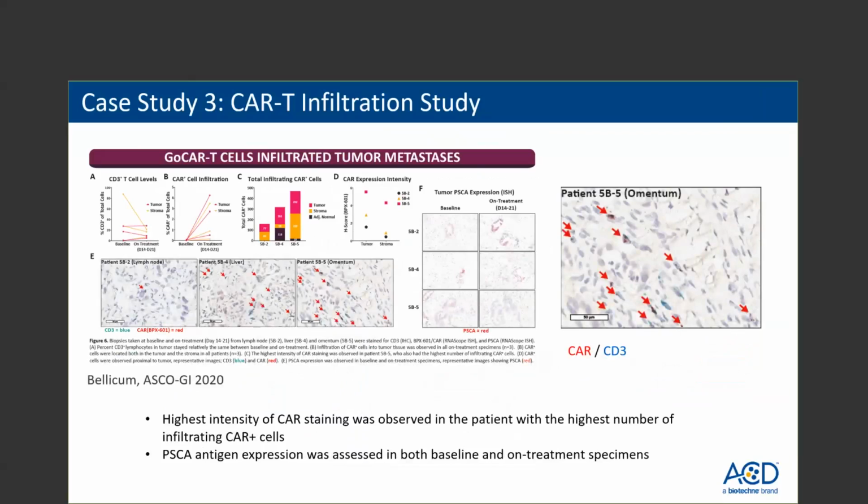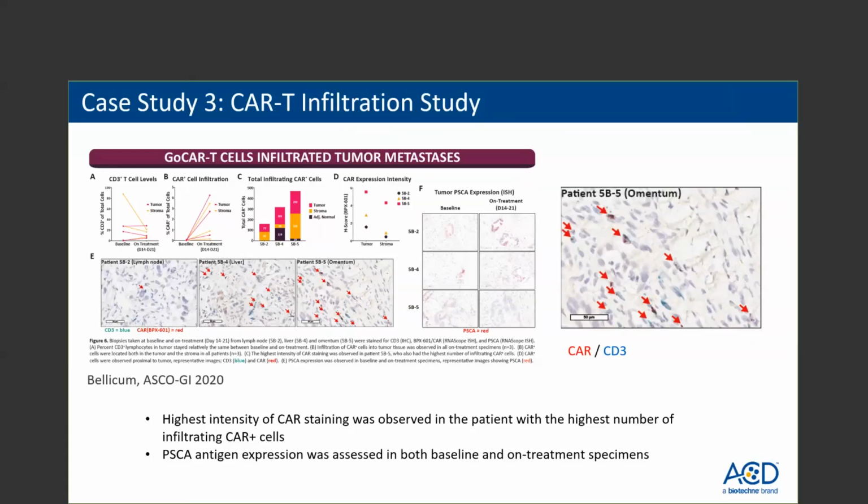Here is a study that was presented by Bellicum, our collaborators, at ASCO GI in 2020, where different metastases from 3 patients to lymph node, liver, and omentum were studied, and assays were performed on baseline and on-treatment samples. It was shown that lymphocytes in the tumor stayed relatively the same between the baseline and on-treatment samples, whereas infiltration of CAR-positive cells was observed in the tumor tissues in all on-treatment samples.